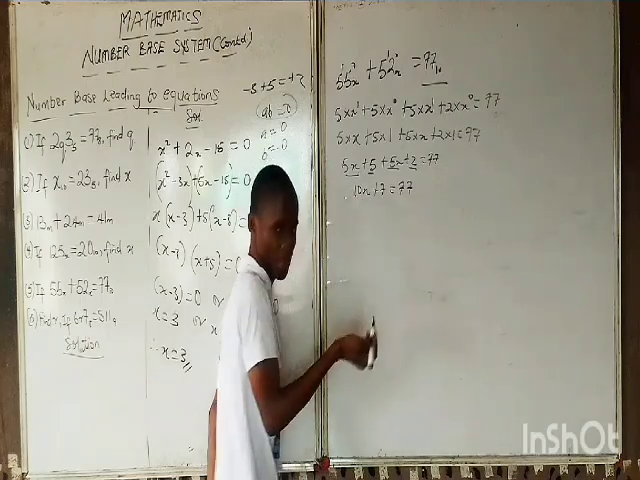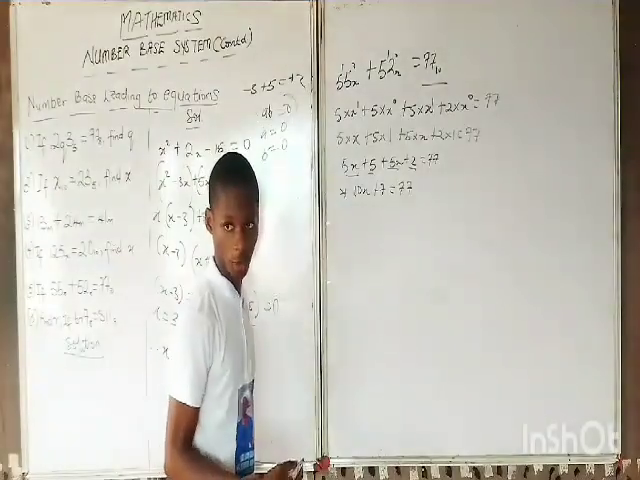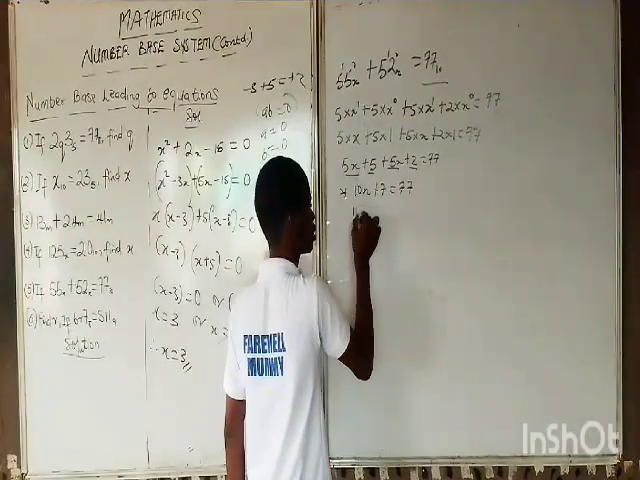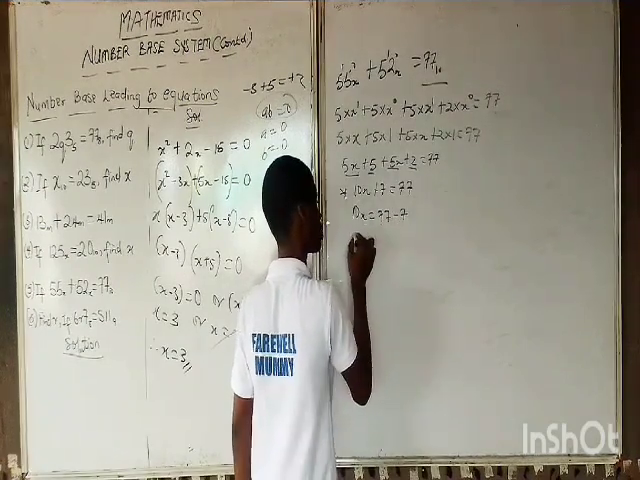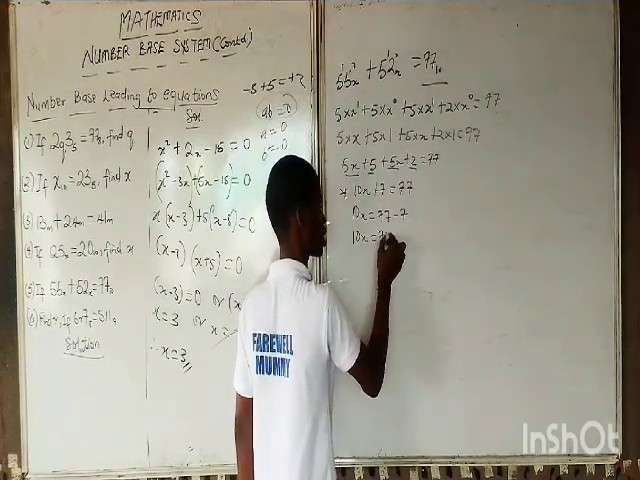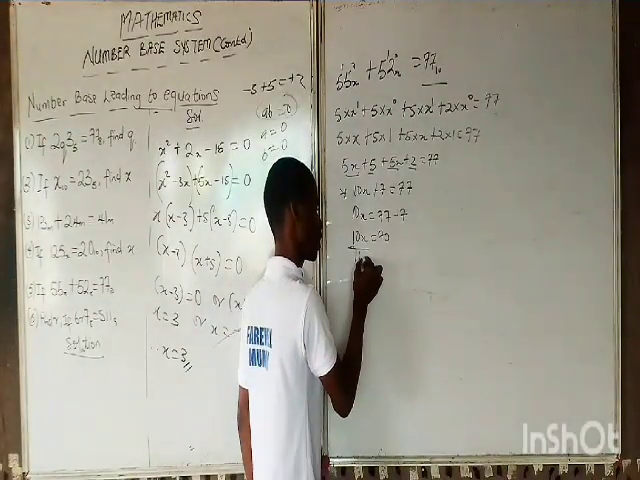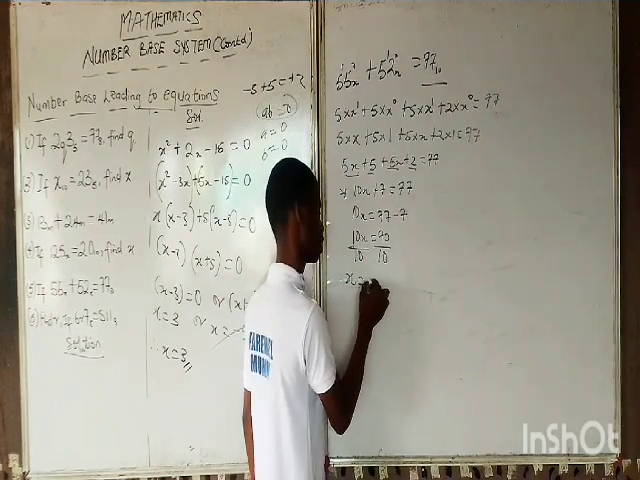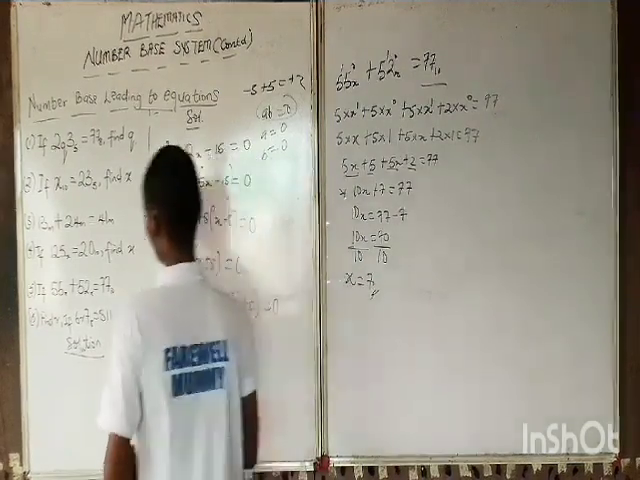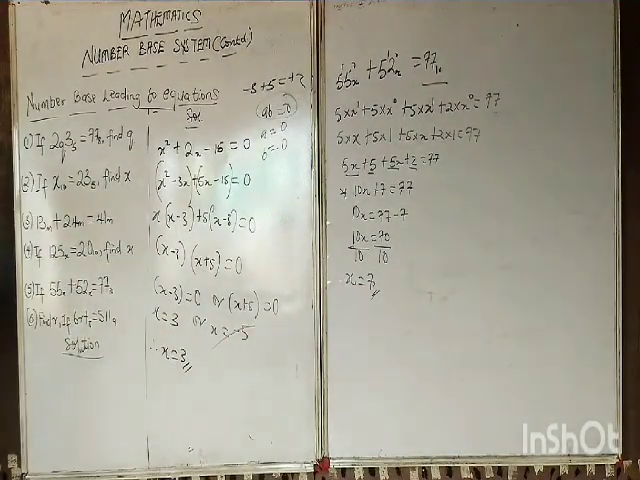So let's try to make 10x the formula. Remember, they are taking us to one linear equation. So we are going to have 10x equal to what? 77 minus what? 7. 10x is equal to 70, right? So we divide both sides by 10. So x is equal to 7. So it therefore means that this operation was carried out in base 7. Are we together?